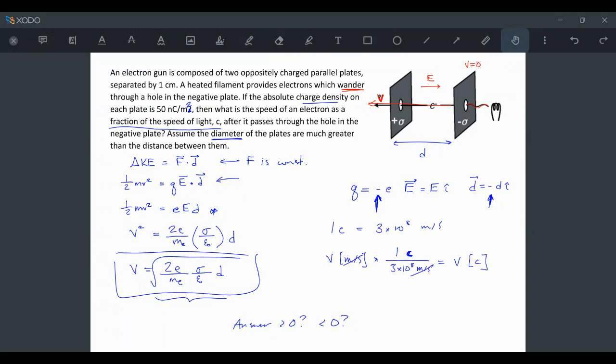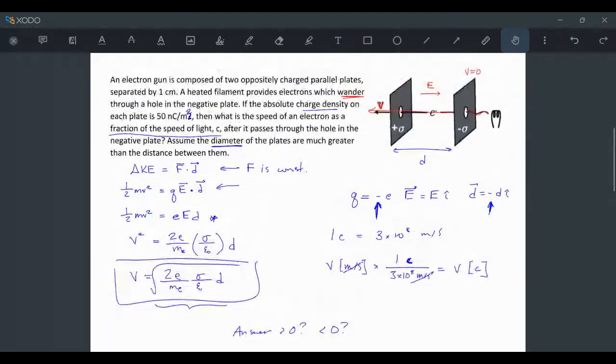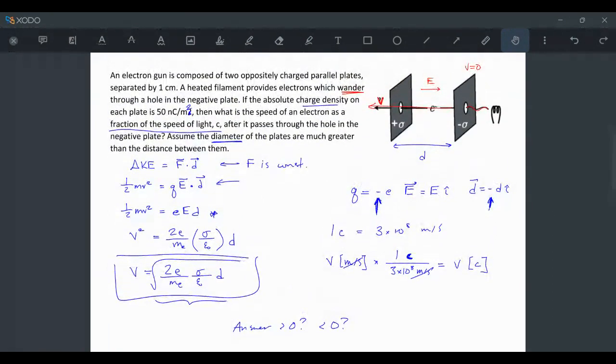So effectively, the answer of what I'm trying to get at is you want to express this as the question is written, you would just take the final answer and you divide it by 3 times 10 to the 8. So that's it, pretty simple.